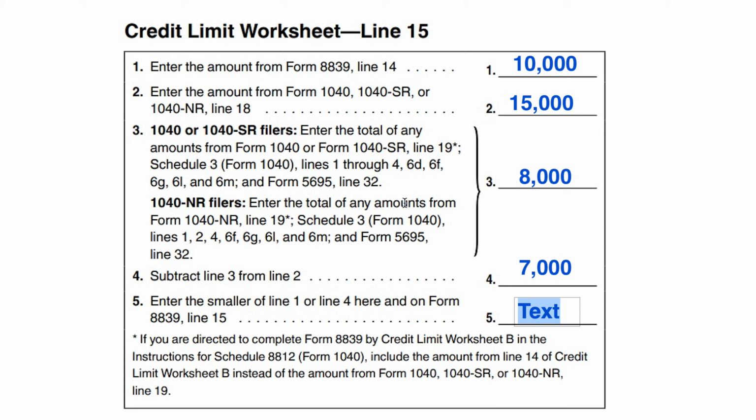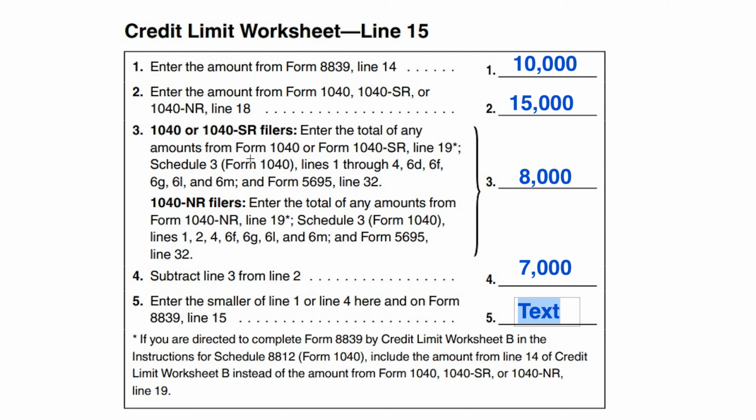In step 3, we're now going to calculate all of the tax credits that take precedence over the adoption credit. So for 1040 or 1040-SR filers, all of those tax credits consist of the following. Line 19 of your Form 1040 or 1040-SR, that is the child tax credit or the credit for other dependents. So that would be calculated on Schedule 8812.